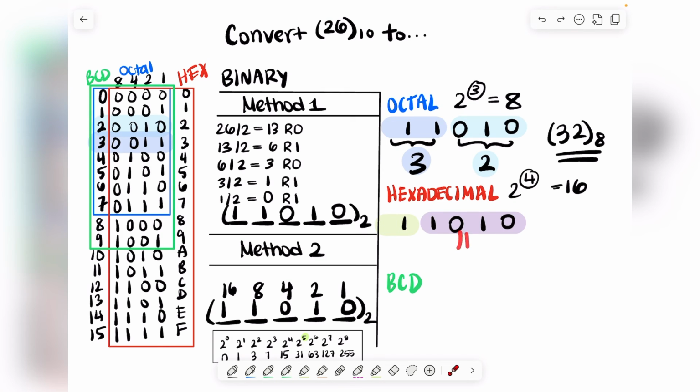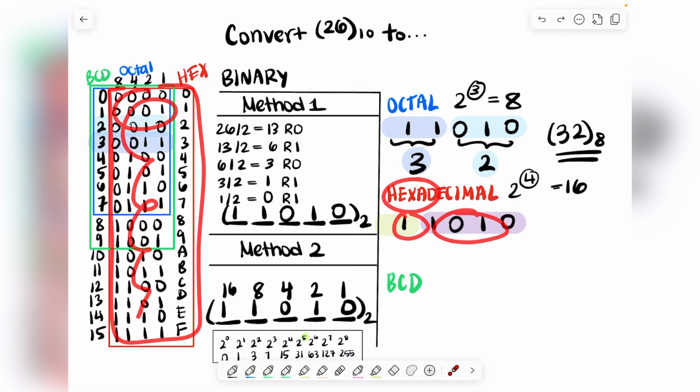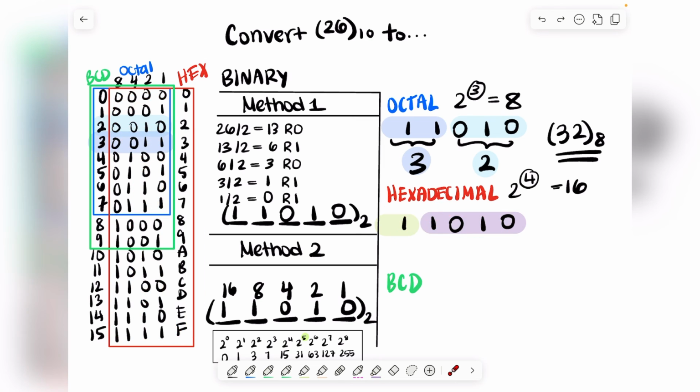So then what do these groups mean? Well, you use the table. Remember, we're working with hexadecimal, so we're looking at the red box. We're going from binary, so these numbers, to these hex codes. So we're looking for 1010. 1010 in hex is A. So we're going from binary to hex code. And now what is 0001? Well, 0001 in hex is 1. So 26 in decimal is 1A in base 16, in hexadecimal.